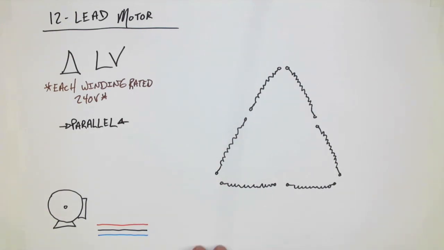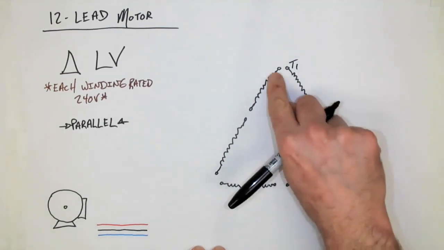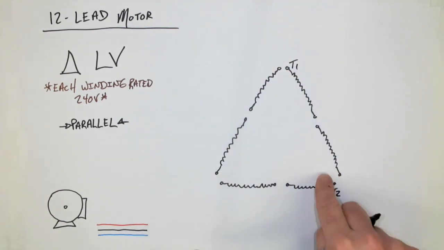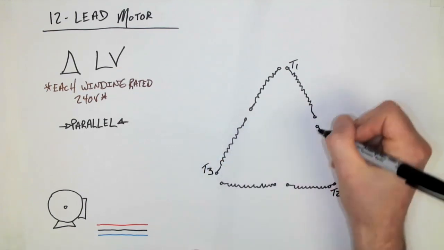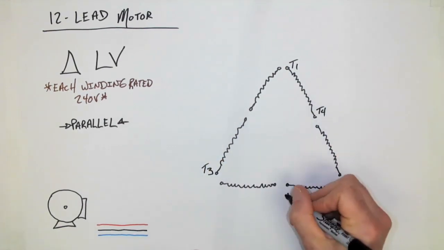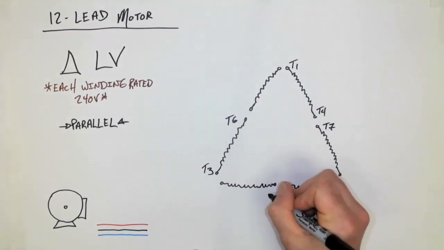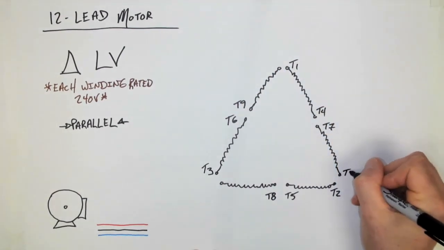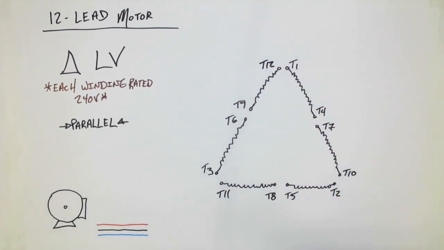Before we do anything, we'd better label every single one of these terminals, starting on the right-hand terminal, T1, and going around in a clockwise direction. T2, T3, T4, T5, T6, T7, T8, T9, T10, oh, almost missed that one, T11, and T12. All right, let's do a parallel connection.